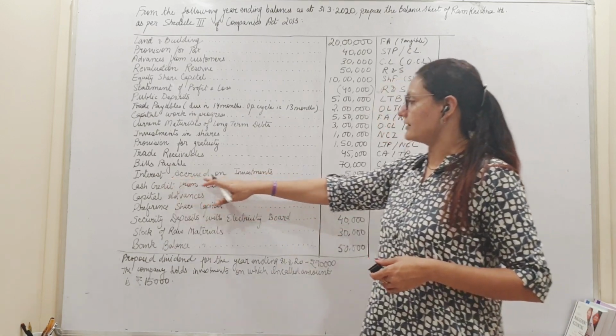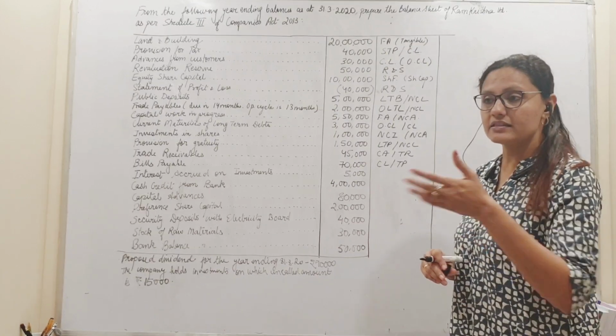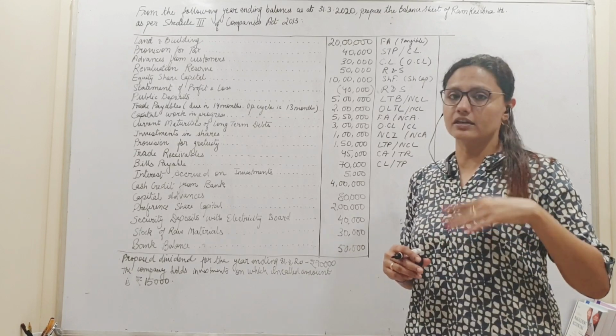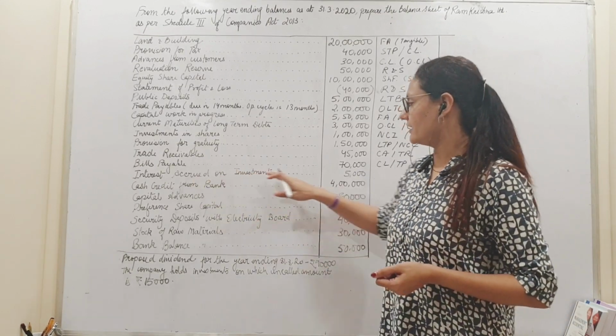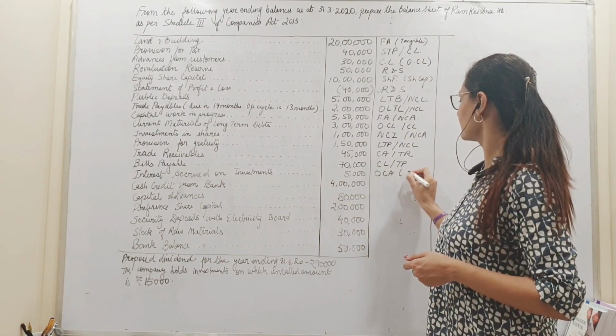Then interest accrued on investments. Investments are assets तो उस पे interest मिलना चाहिए, right? Interest accrued meaning you have earned but you have not received. So it's a current asset for you. This is a current asset and should be going under other current assets.